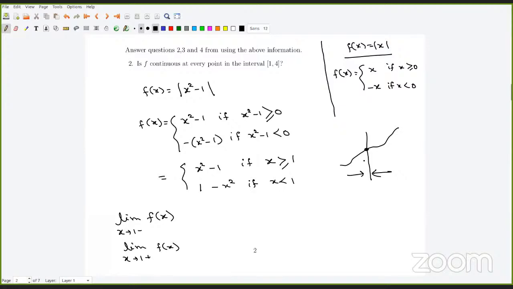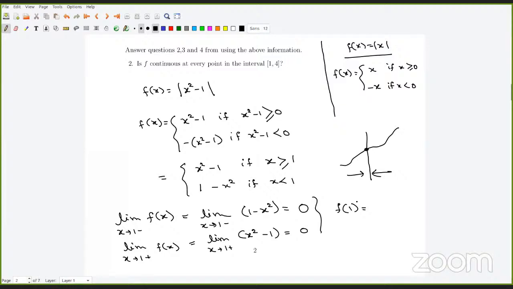Can someone tell me what is the left limit? It is 0. Which function do we have to consider for the left limit? The second one, 1 minus x square, when x is less than 1. So the limit as x tends to 1 minus of 1 minus x square is 1 minus 1, that is 0. And what about the right limit? Also 0. Which function do we consider for that? The first one, x square minus 1, so this is again 0. And what is the functional value at this point? f of 1 is again 0.